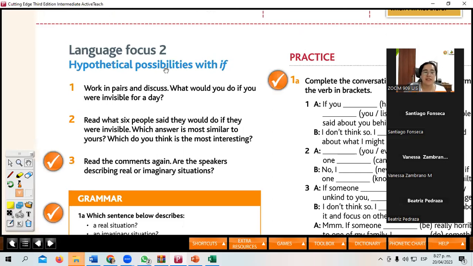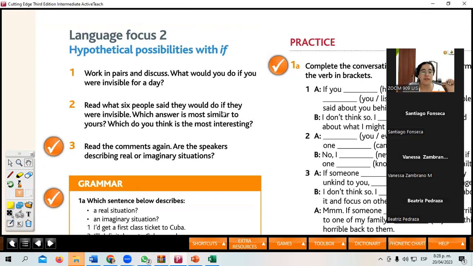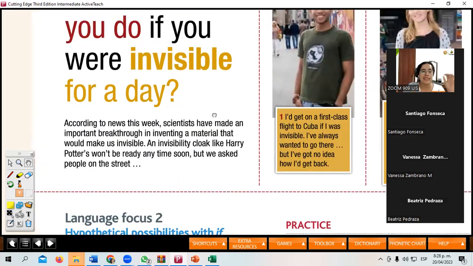All right. So this is the first activity in the book for today. We're going to read about what 6 people said they would do if they were invisible, and then we answer these questions. Which answer is most similar to yours? And which one do you think is the most interesting? Jorge says he would visit Area 51. Okay, good. Let's start reading.